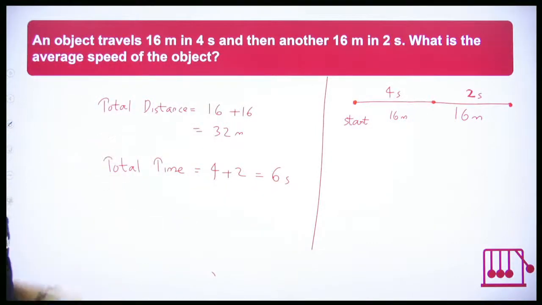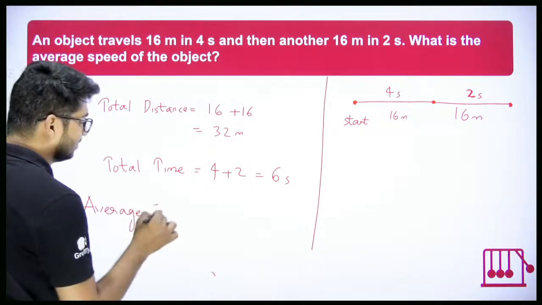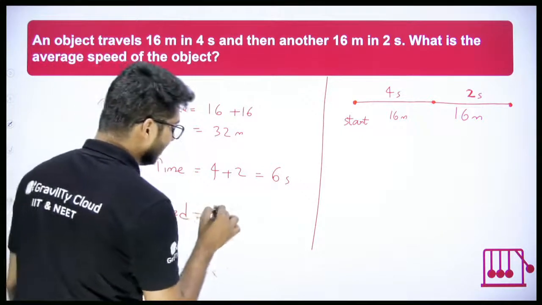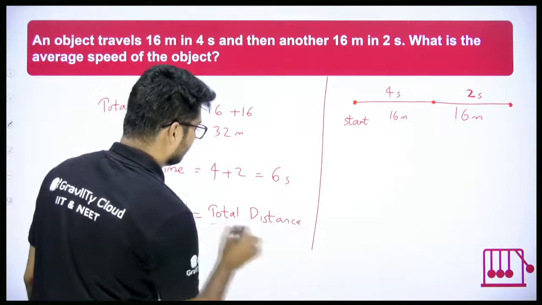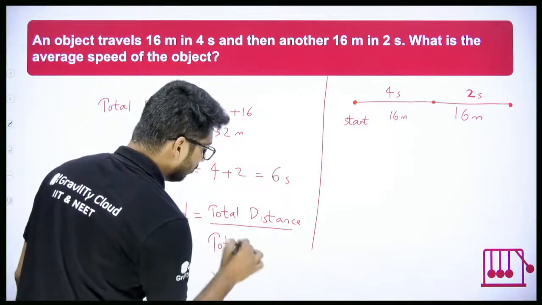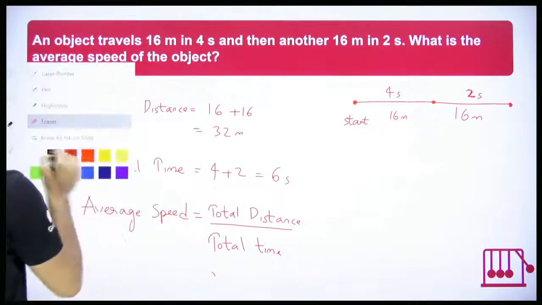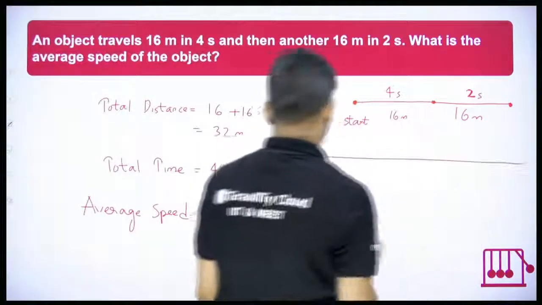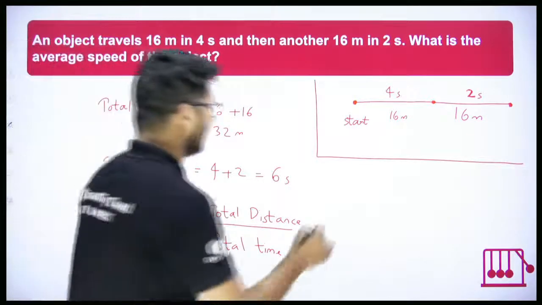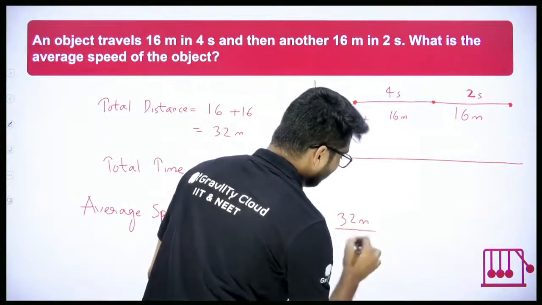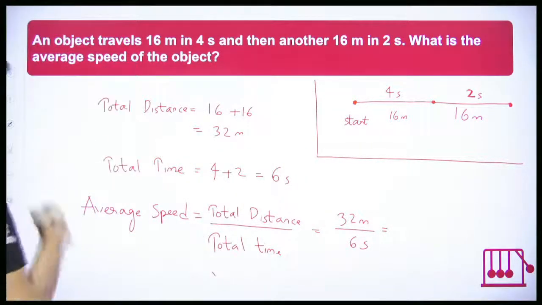Understood? So you have total distance, you have total time. Then after that, it's a very simple formula. Average speed is equal to total distance by total time. So if I keep this in mind, what is total distance? 32 meters. What is total time? 6 seconds. So 32 meters upon 6 seconds. That's it. You need not worry about anything else.